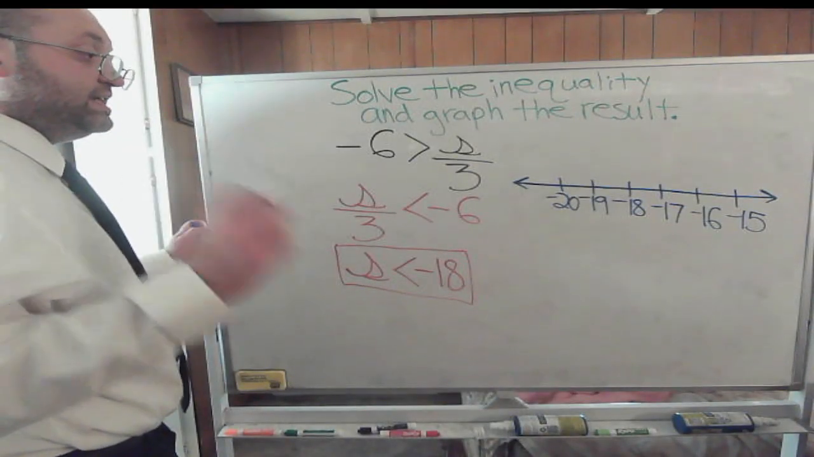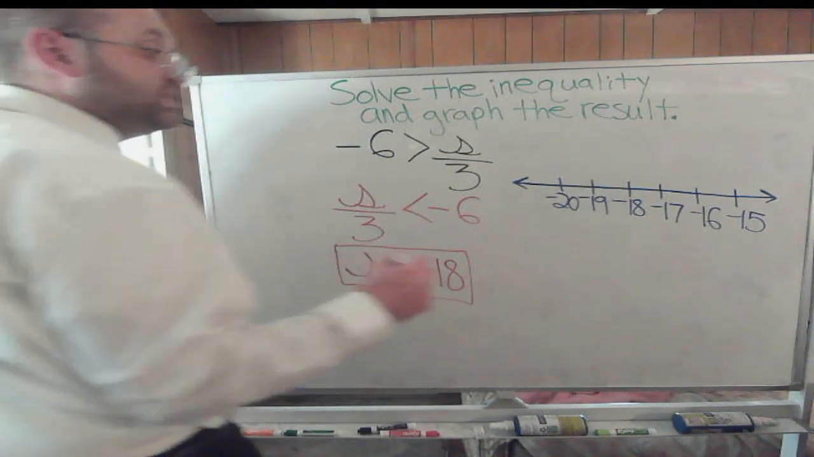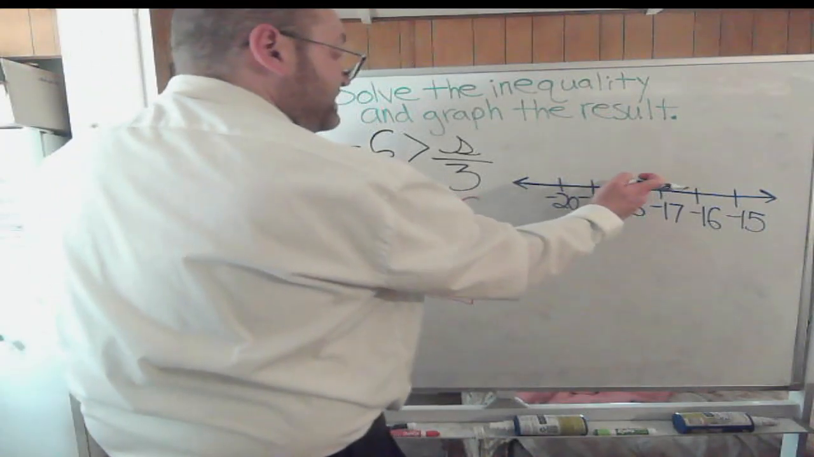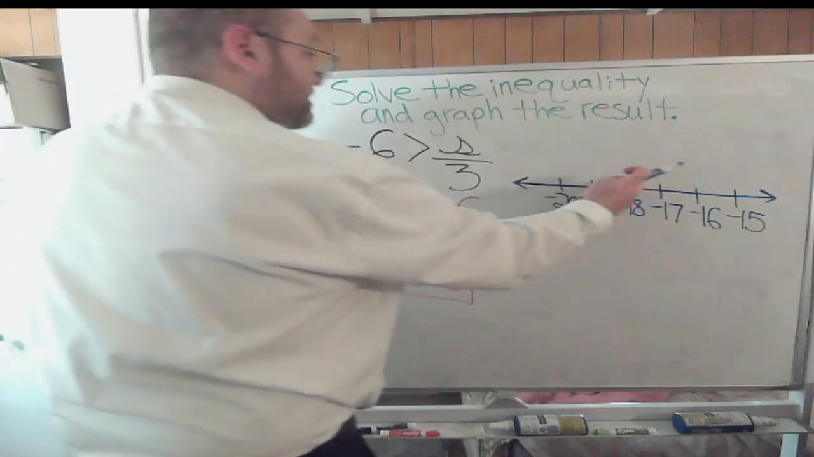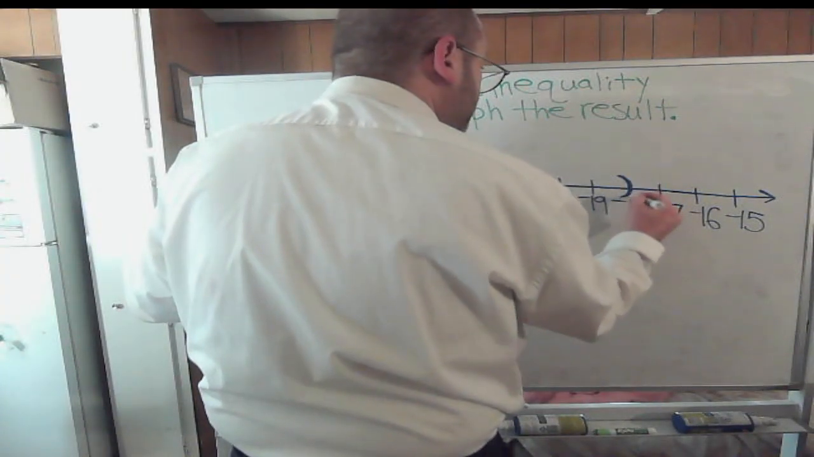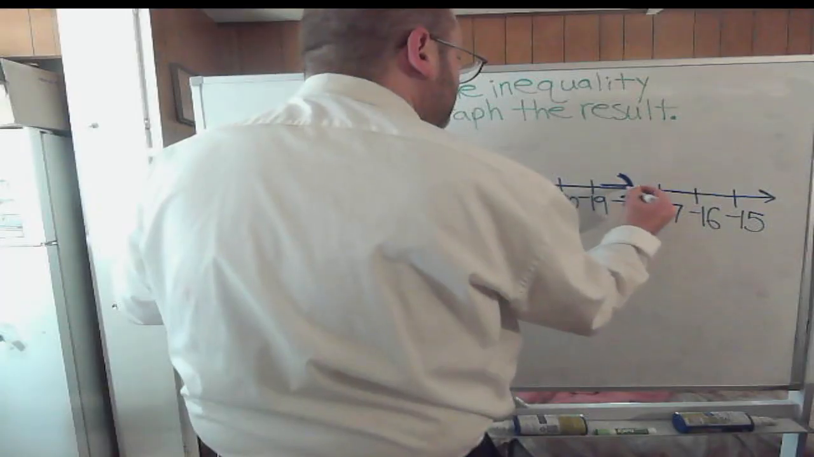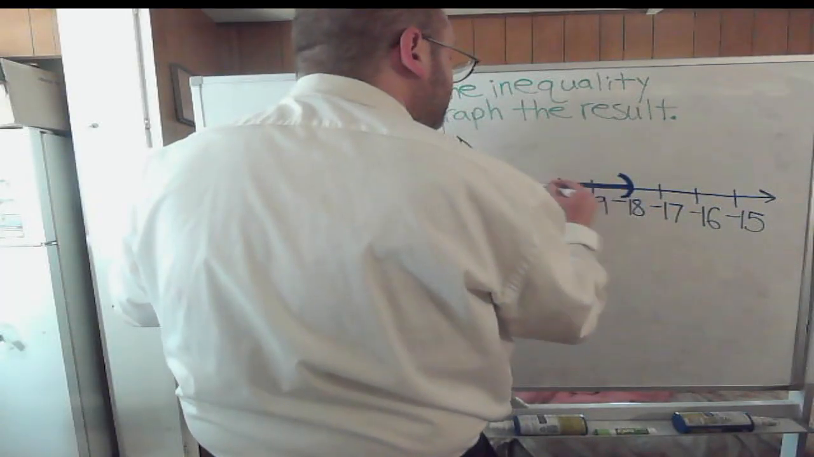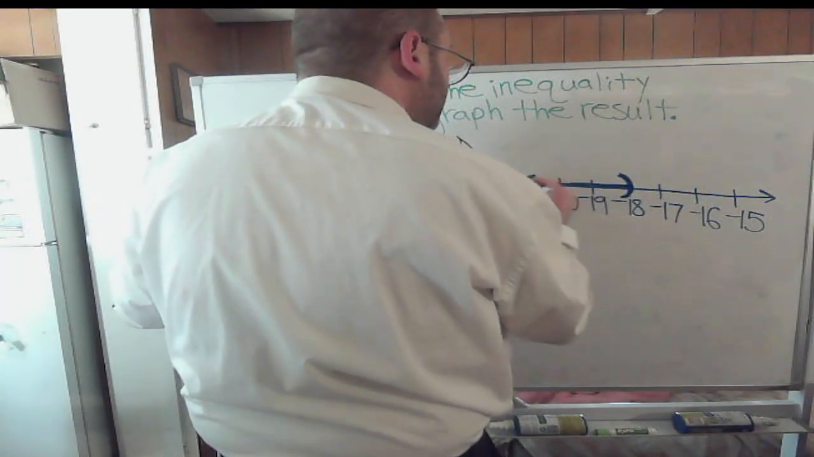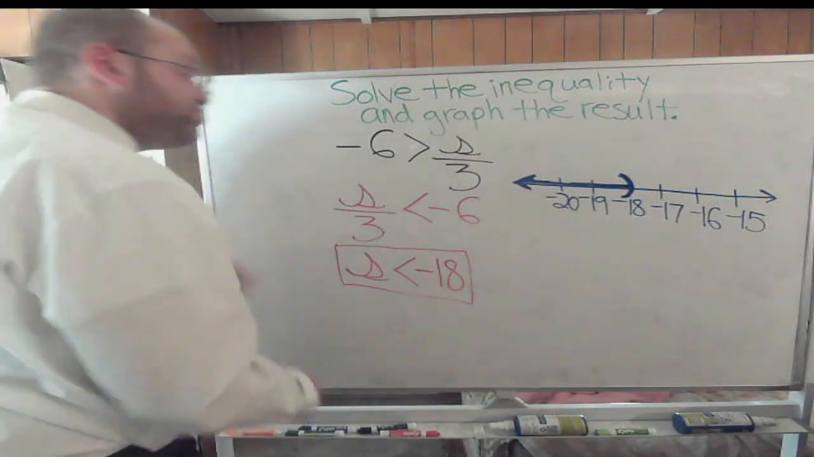If it's just less than, at the point negative 18, you will draw an open parenthesis where the open part of the parenthesis faces all numbers to the left of negative 18 or smaller than negative 18. So you're going to put the open parenthesis at negative 18 facing all numbers smaller than negative 18, then shade the region to the left of negative 18. And that would be how you graph the solution.